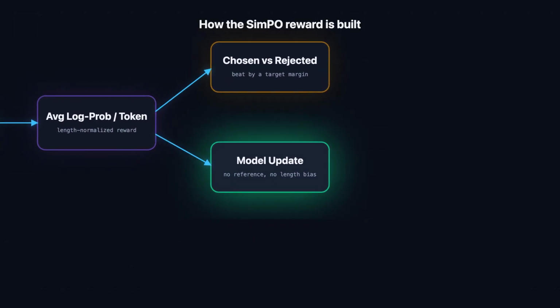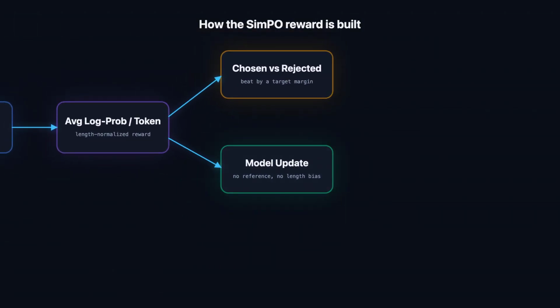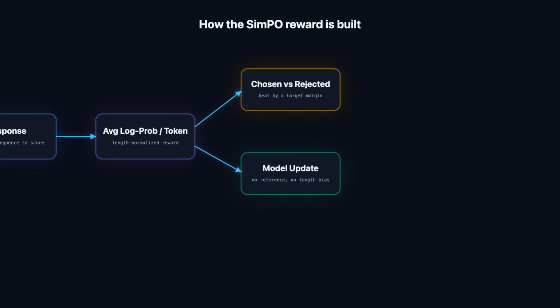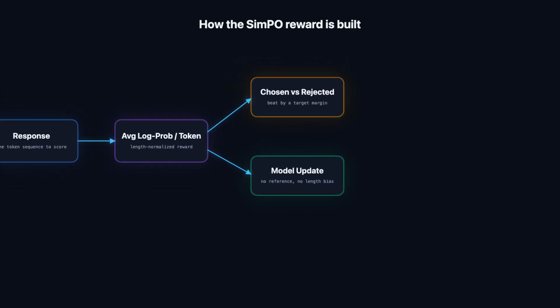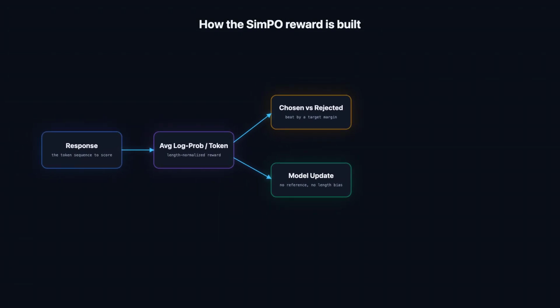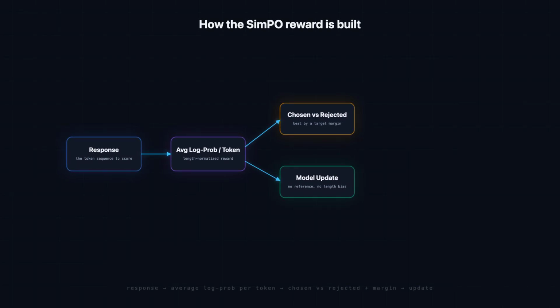Finally, the model updates from that margin-based comparison. No reference model was ever loaded, the length bias is gone, and the preference is enforced with room to spare. Repeat across the data, and the model settles into the preferred behavior.